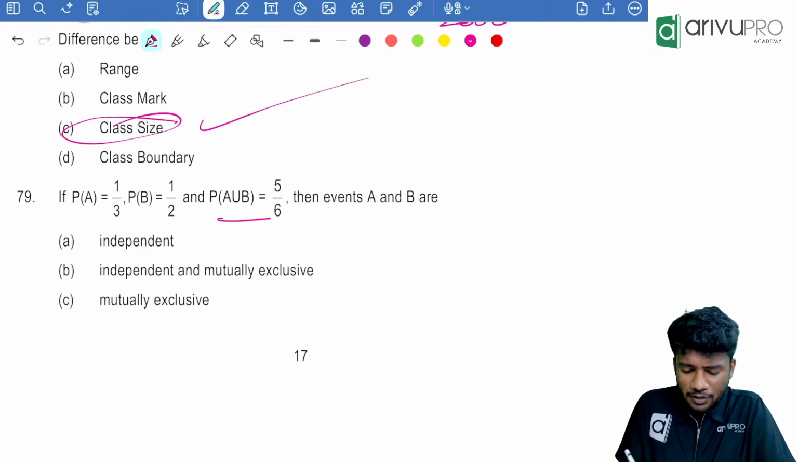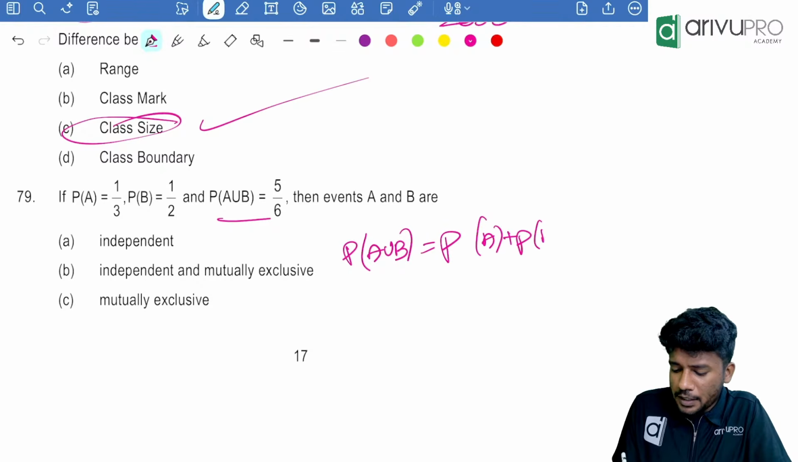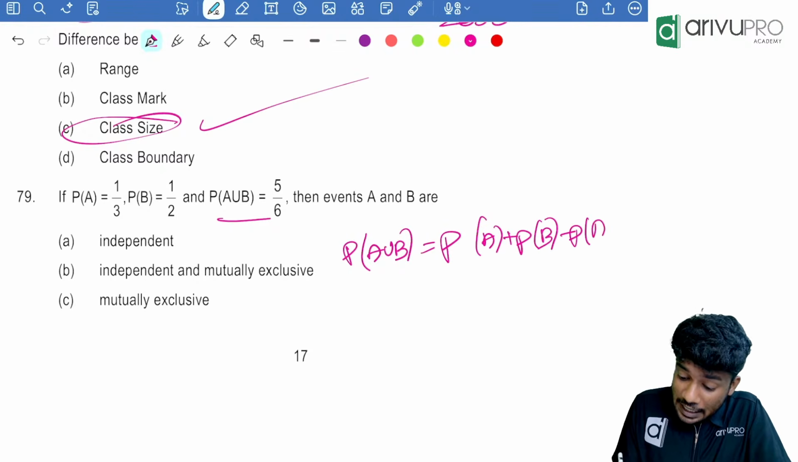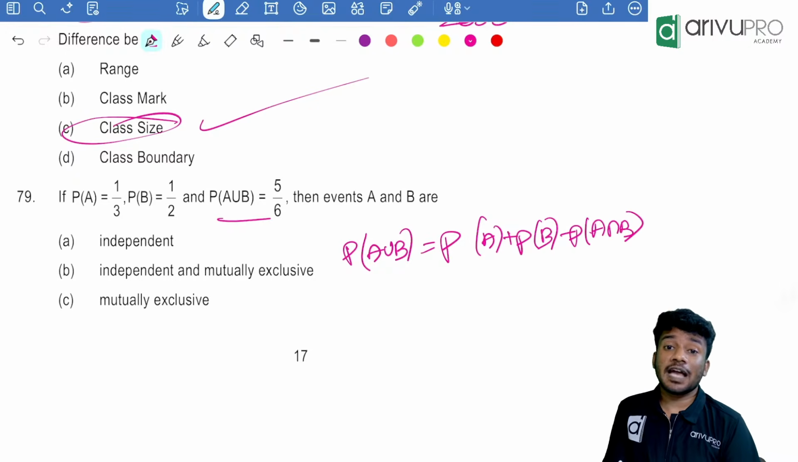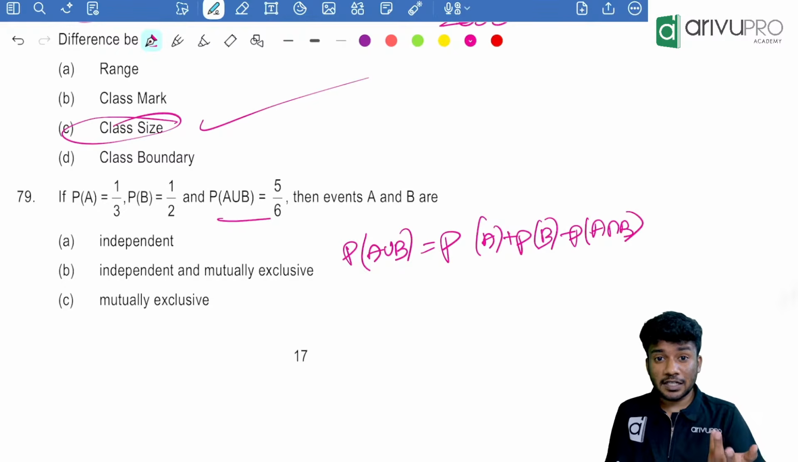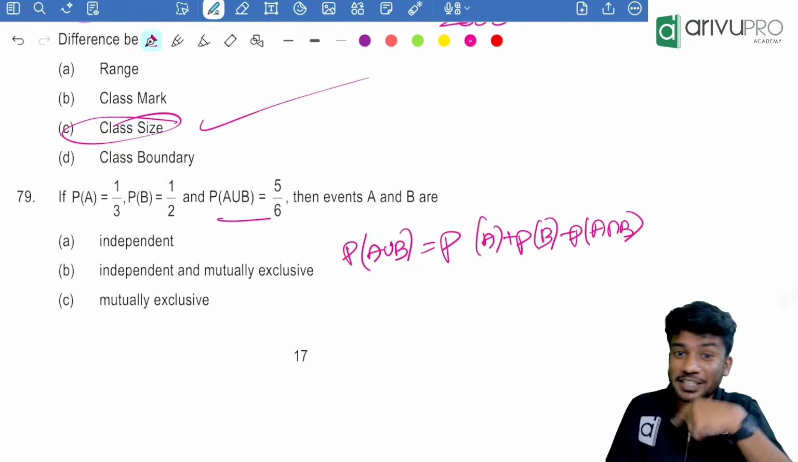First of all, people, take your calculator. We know that P of A union B is equal to what? P of A plus P of B minus what? P of A intersection B. From this, we can check what is the value of P of A intersection B. P of A intersection B is equal to 0 means it is mutually exclusive. So that is the first thing we are going to check.